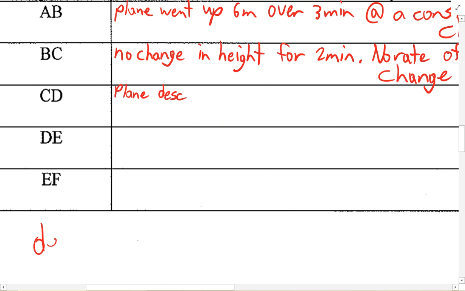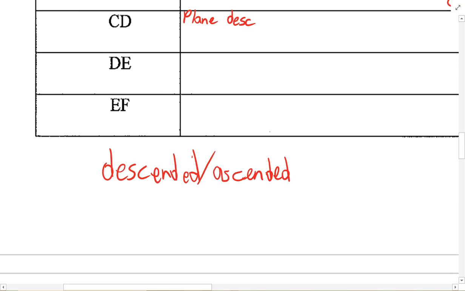Okay, so it's good when you use words like descended or ascended. Okay, or increased or decreased. Right? Those are other good, valuable words to use when you're describing a graph. Increased, decreased. I do have those the other way around. Maybe I will switch that. Decreased / increased.